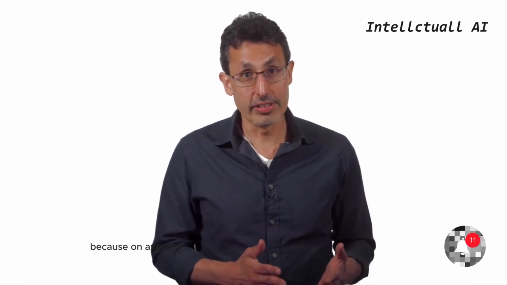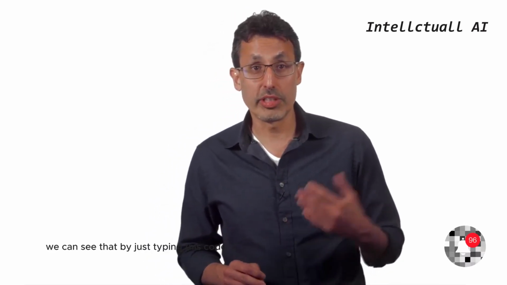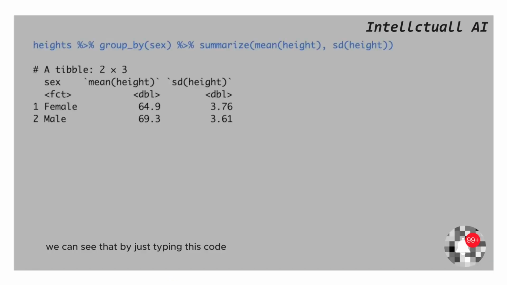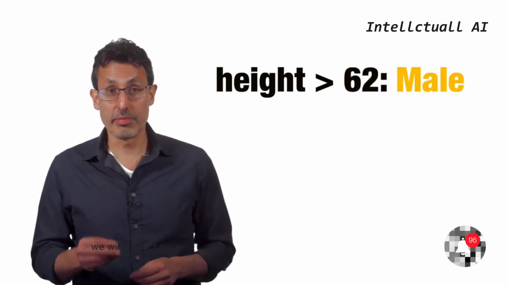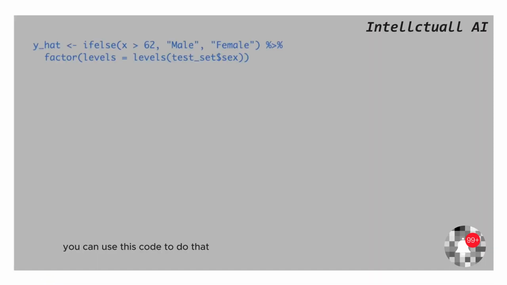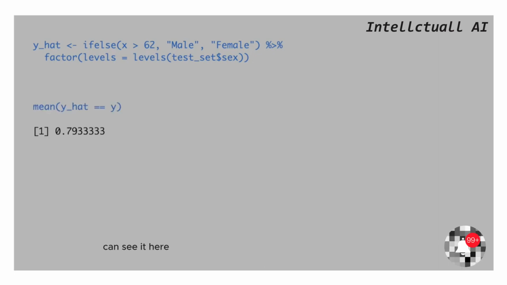Exploratory data analysis suggests we can because, on average, males are slightly taller than females. We can see that by just typing this code. But how do we make use of this insight? Let's try another simple approach. Predict male if height is within 2 standard deviations from the average male height. So if height is bigger than 62, we will predict male, otherwise female. You can use this code to do that. The accuracy goes up from 0.5 with our previous guessing algorithm to about 80%. You can see it here.